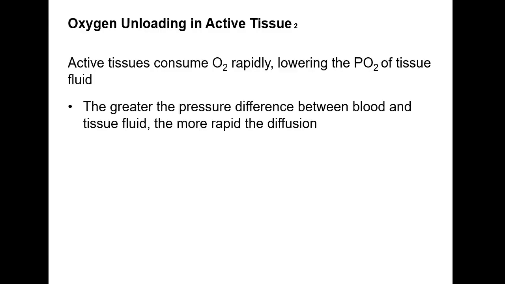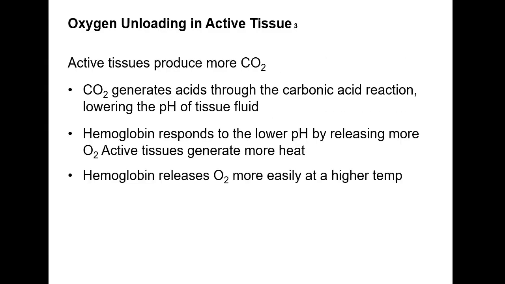Active tissues, we know, will consume oxygen very, very quickly, right? They're using that oxygen up to make ATP, which lowers the oxygen levels in the tissue even more. So now we have an even bigger pressure difference, a bigger pressure gradient, which is going to speed up the diffusion rate between the blood and those tissues.